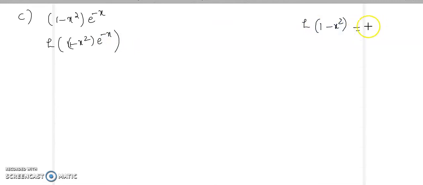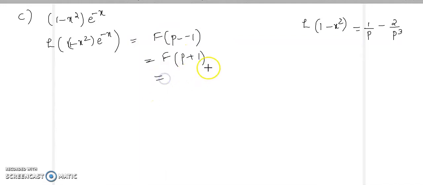So L of 1 will be 1 by p minus 2 by p cube. So this will be equal to f of p minus minus 1, that is f of p plus 1. So replace p by p plus 1. So that is 1 by p plus 1 minus 2 by p plus 1 whole cube.